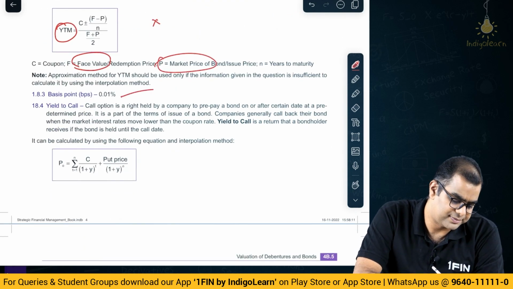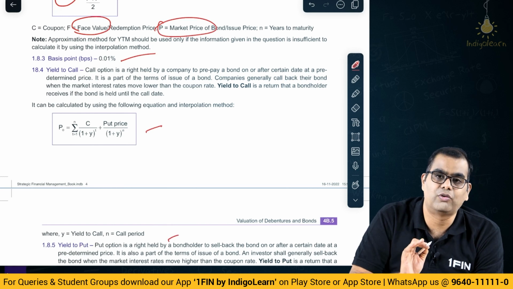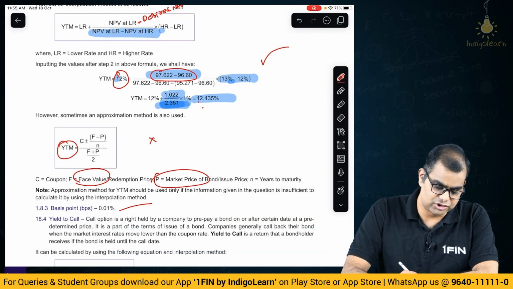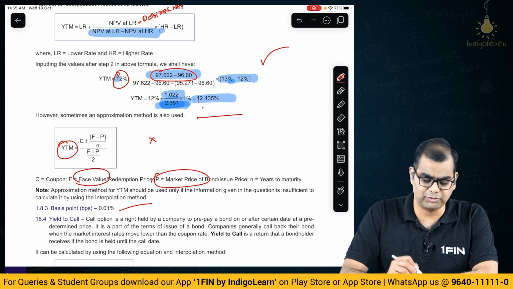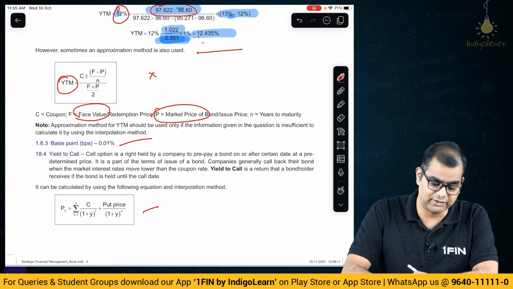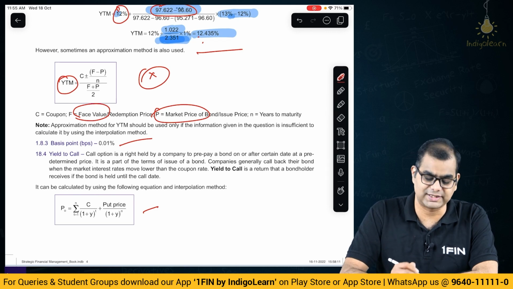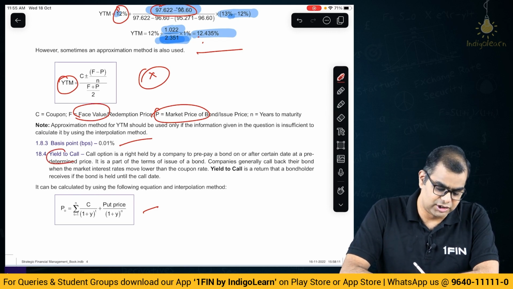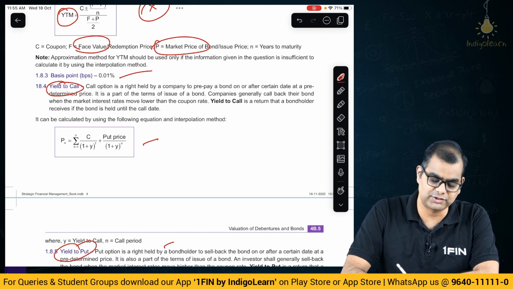Okay, then I explained to you what is basis point. Then we have something called yield to call and yield to put. Let us have a look at what this call and put is. So friends, now after having understood how we can compute the yield when price is given, using specifically the interpolation method, and after also having understood the approximation method, which is typically not preferred, let us move to the next aspect, which is basically yield to call and yield to put. What are yield to call and yield to put? What is call, what is put?